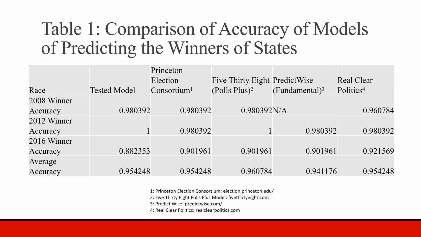Here I have a table comparing the accuracy of models of predicting the winners of all 50 states plus Washington, D.C., since Washington, D.C. is included in the Electoral College. All of these models perform about the same at predicting the winner, with some slight variation. My model performed the worst in 2016 because it incorrectly predicted Ohio, likely due to the fact that my model did not adjust for trends over time and therefore did not account for the upward trend in Donald Trump's support towards the end of the election.